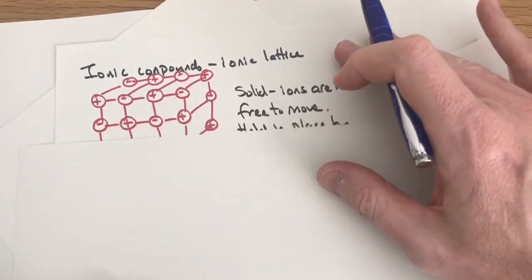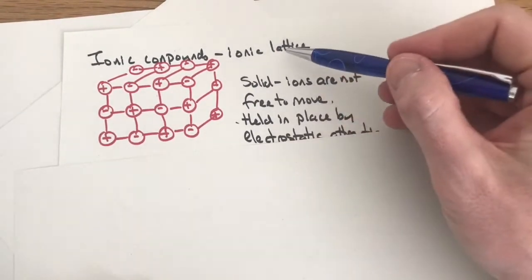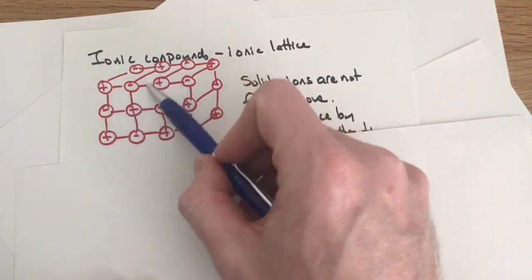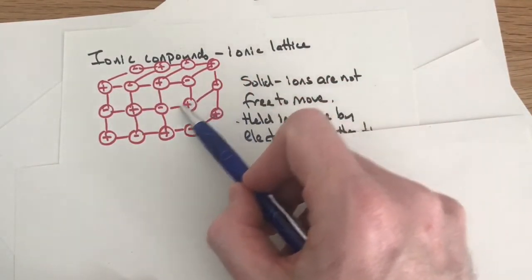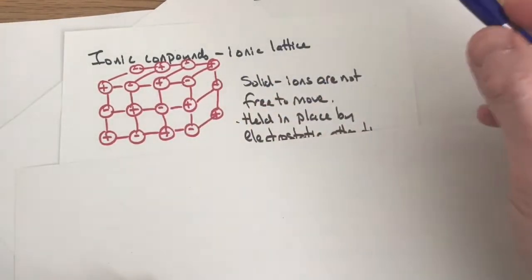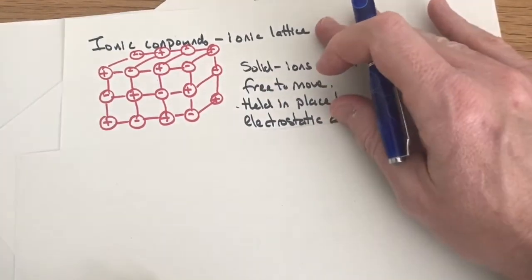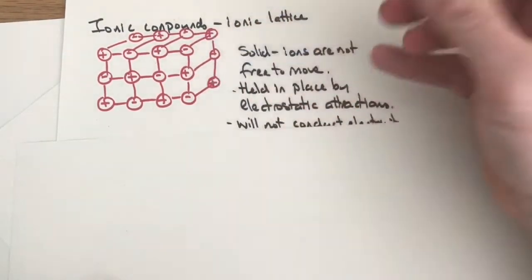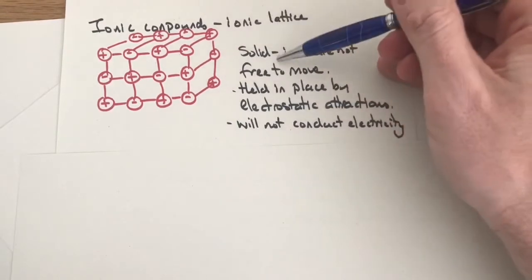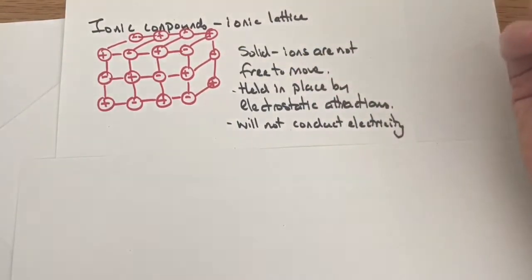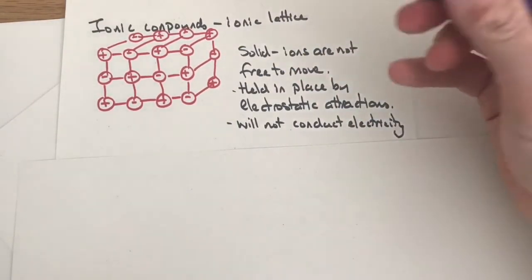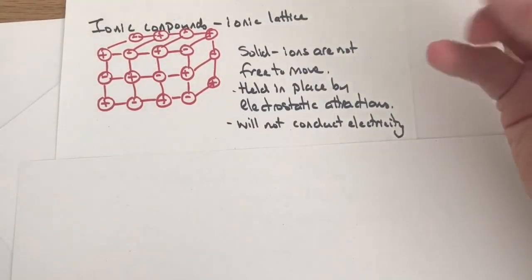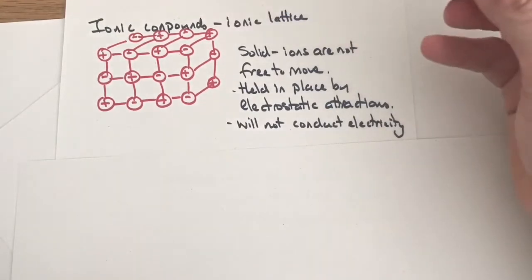You should remember that ionic compounds exist in an ionic lattice. This means they have positive ions, negative ions, positive ions, negative ions to form this structure. Each of the lines in between are the electrostatic attractions, and these hold the lattice together, hold the ions in place. This means that as a solid, ionic compounds will not conduct electricity because the ions are not free to move. So the question is, what can we do to allow an ionic compound to conduct electricity?